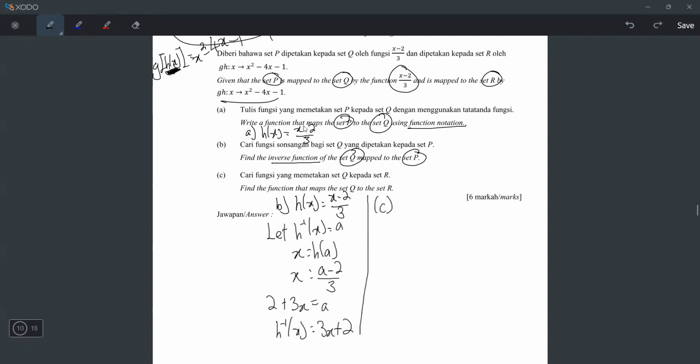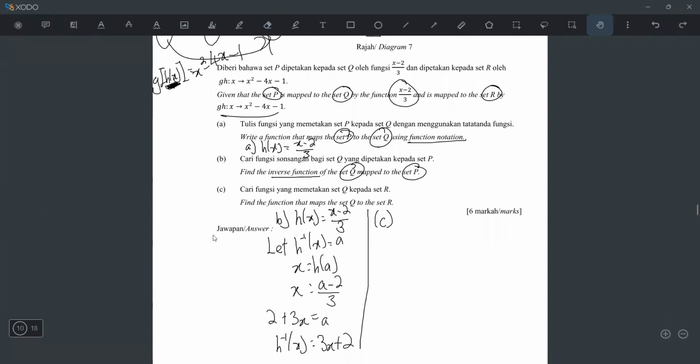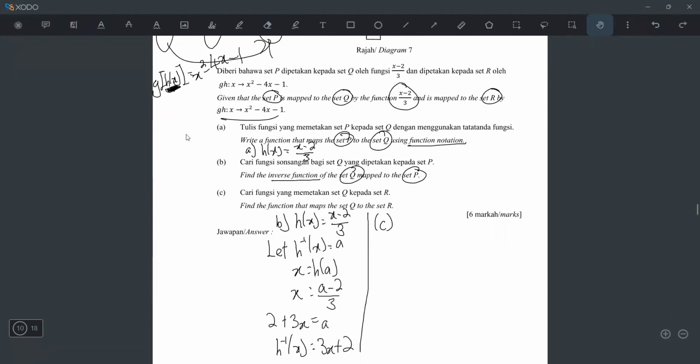But there's also another method to do inverse function, and you can use the other method also, because different teachers teach different ones. But if you are my student, this is how I do it in class. But it's fine, you can use another method, as long as the answer is the same, then it's okay.